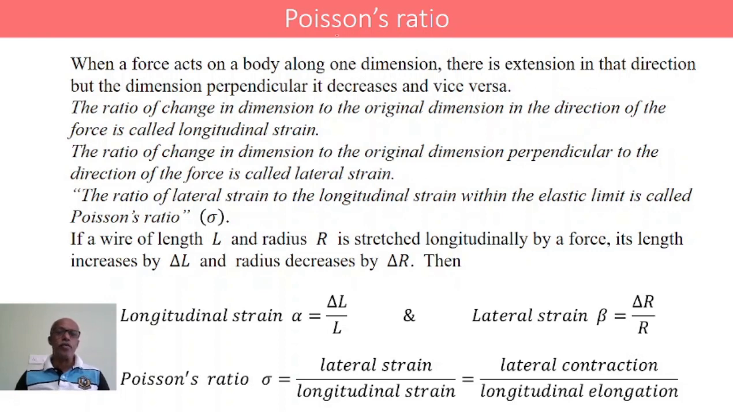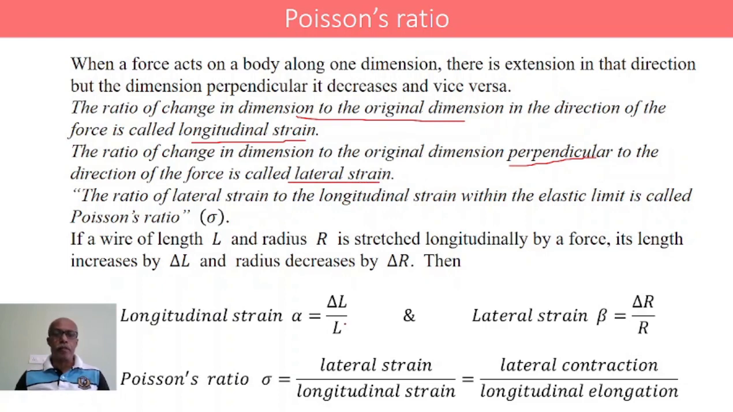Now, the ratio of change in dimension to the original dimension along the direction of the force is called longitudinal strain. Similarly, the ratio of change in dimension to the original dimension perpendicular to the direction of force is called lateral strain. Longitudinal strain will be increased when the force is acting along the length of the wire, whereas the lateral strain will be decreased.